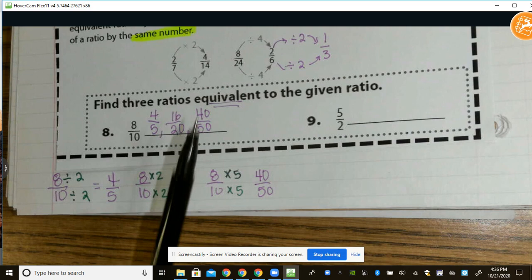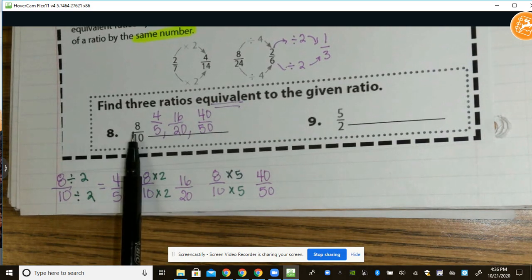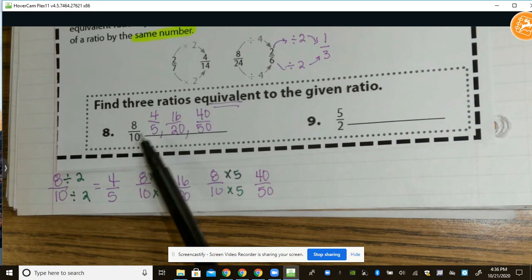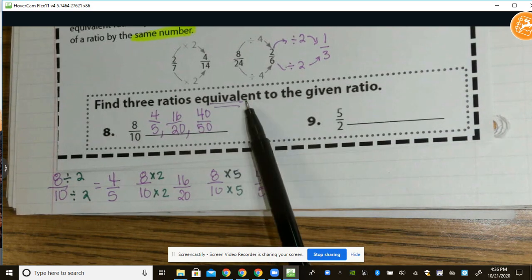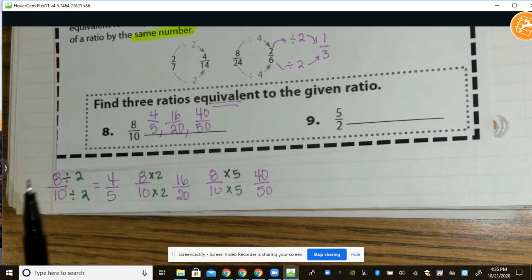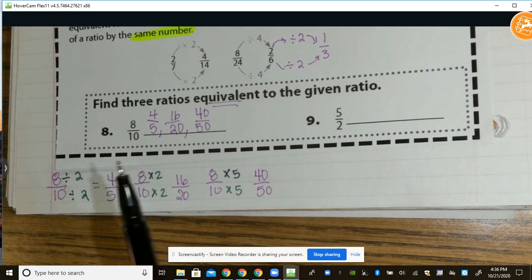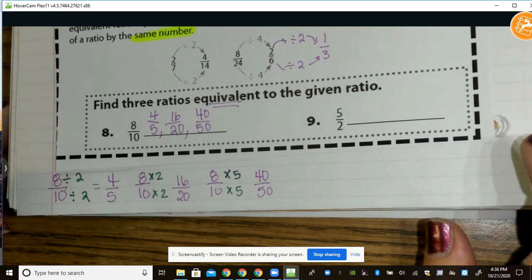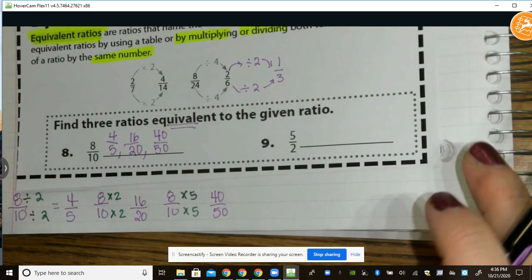Because again, I can simplify this and get to 8/10. And look, you can even cross multiply. 10 times 40 gives me 400. 50 times 8 gives me 400. So they're equivalent. All right, let's look down here at 5/2.